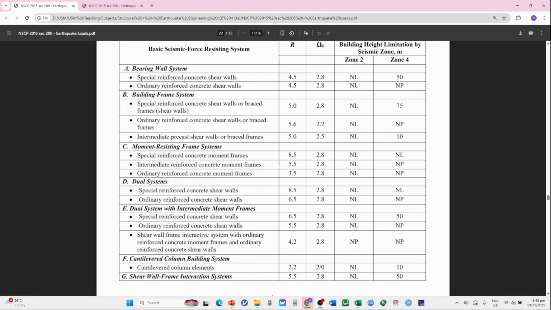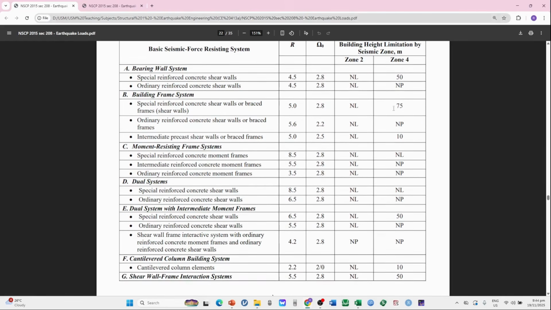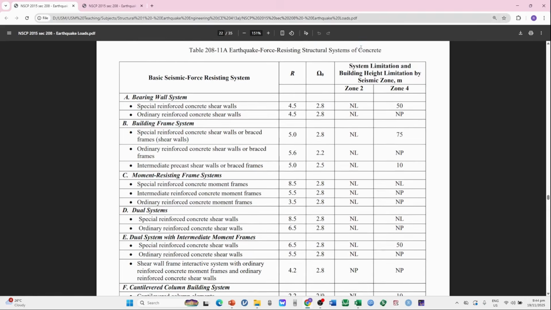So in special reinforced concrete shear walls, we can do special concrete shear walls. Let's see, if we focus only on zone 4, because in zone 2 most are no limits. Only this shear wall-frame interactive system is not permitted in zone 2. So in zone 2 we can build any system we want with concrete as the material. As you can see here, special reinforced concrete shear walls are permitted up to 50 meters only.